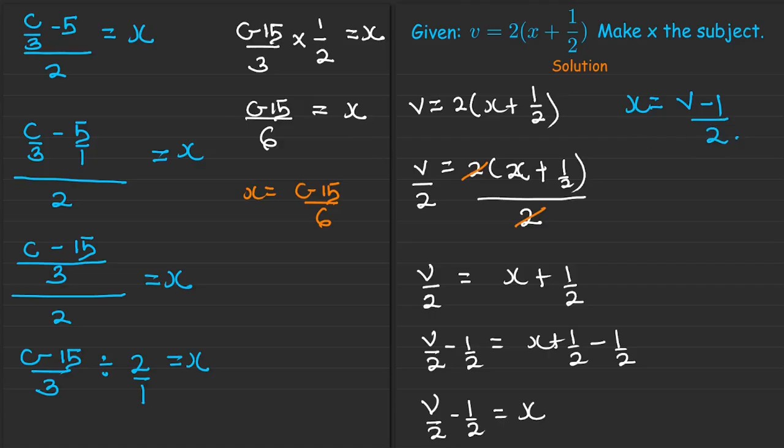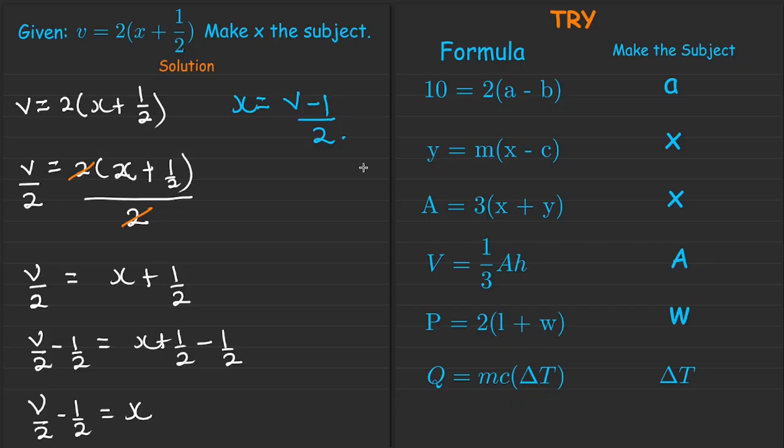So we'll end this lesson here. But as usual, I'll leave you with some exercises. I'll write the formulas, then in another section, I'll write the variables you have to make the subject. So here you have 6 formulas. I would want you to make the variables indicated here the subject. You just follow what we've done, and I'm sure you'll be able to do it.